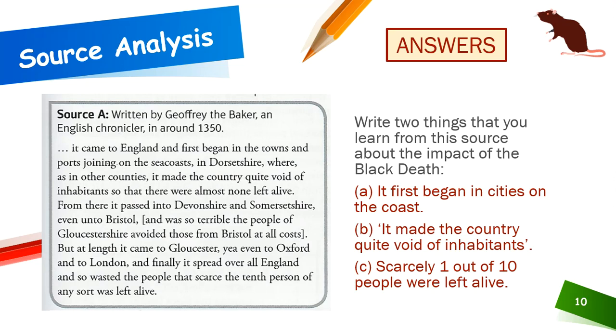So here are the answers to our source analysis. Write 2 things that you learn from this source about the impact of the Black Death. Well, it first began in cities on the coast. That's something that we read in the source. Secondly, it made the country quite void of inhabitants. And thirdly, scarcely 1 out of 10 people were left alive.